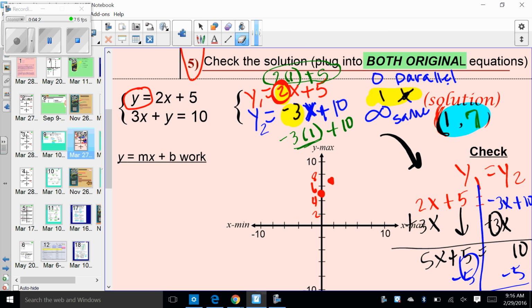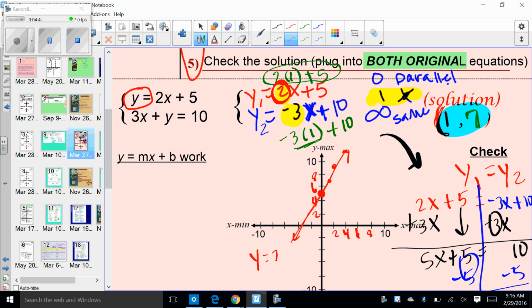Oops, we should watch that scale. The scale on the x-axis is also going by 2: 2, 4, 6, 8, 10. So up 2 over 1 would be halfway. And so on. So we have a sketch of this graph here. This is the equation y equals 2x plus 5.